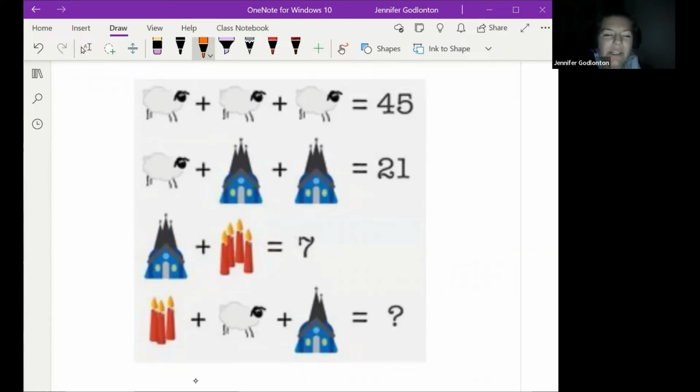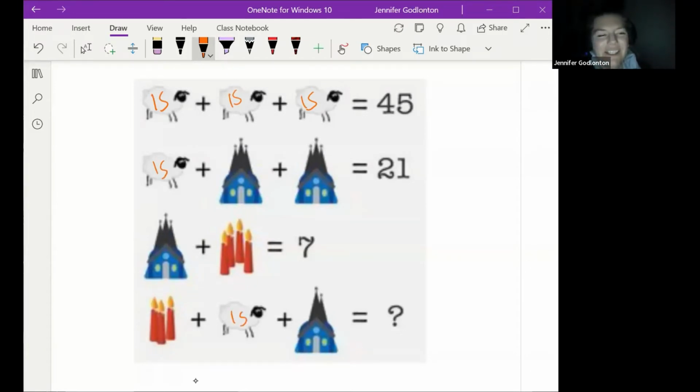The first one, there are 3 sheep and that's equal to 45. So our sheep are each 15. Hopefully we got to this point where we're able to see that our sheep are 15. Let me know. Yes? No? Good. Okay. So that sheep there is 15.